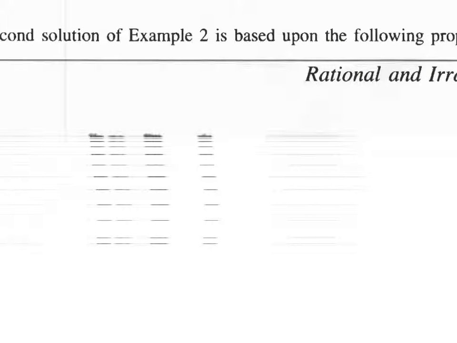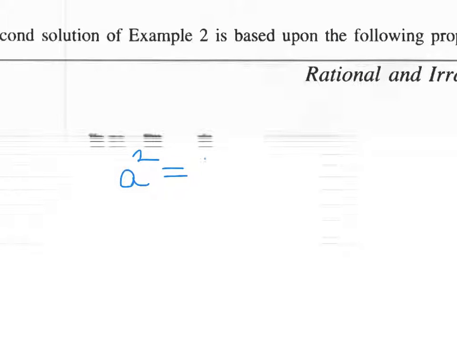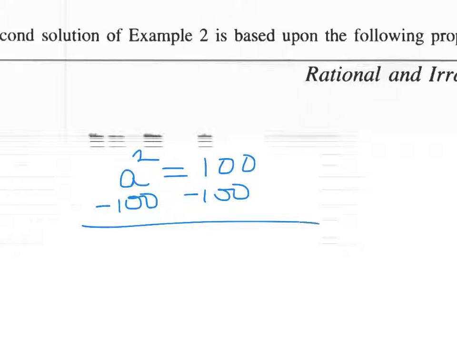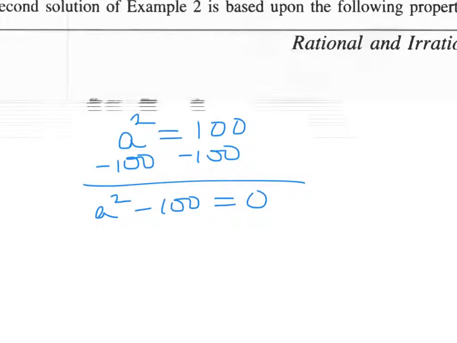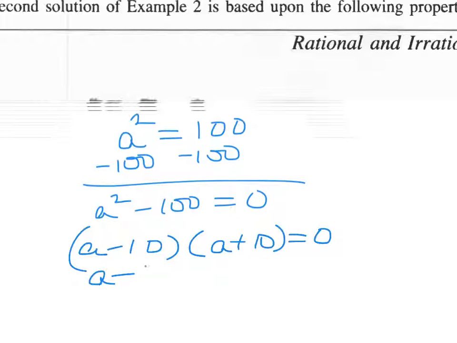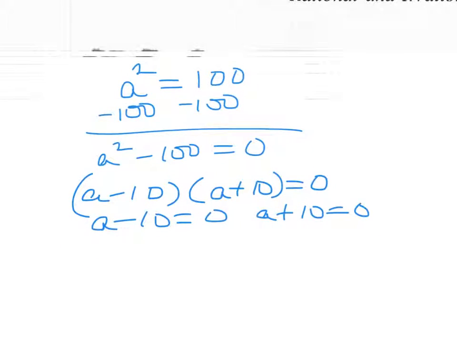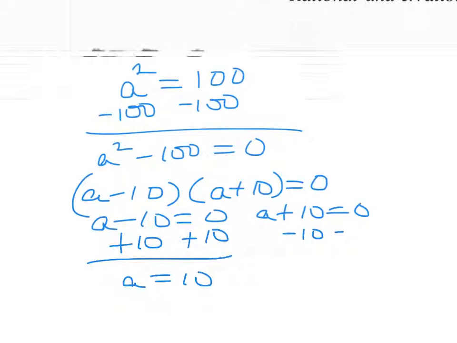So let's say we have a squared equals 100. We can either move it over. a squared minus 100 equals 0. I could either factor it, a minus 10, a plus 10, and then solve each one by setting each equal to 0. a equals 10, subtract the 10, a equals negative 10.